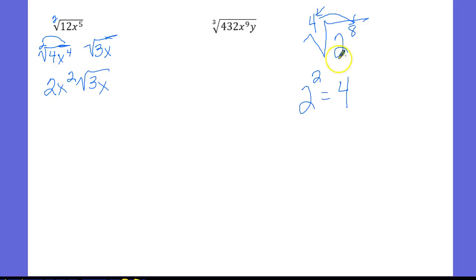All right, let's take a look at the other one. Good job, Dallas. Good eye.